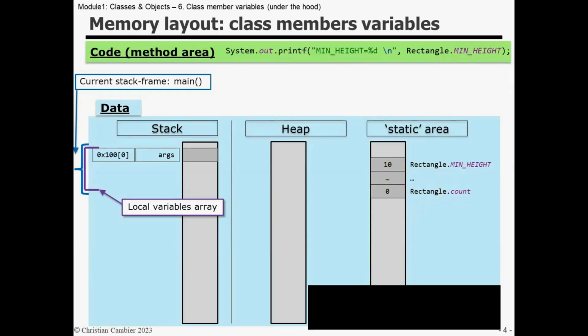Okay, so when we print the statement, we see minimum height is 10 in the outputs. The next line is a print of the count. Well, we clearly see that the default value is 0, so in the outputs the value of 0 is displayed.